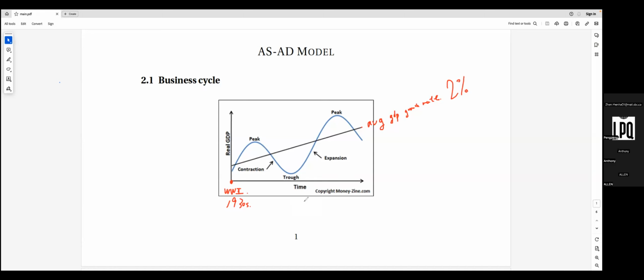But one keyword I used here is average rate. I guess you guys know what an average number is, right? If the average rate is 2%, that means the GDP growth rate for every year is not necessarily equal to 2%. For some years, the GDP growth rate could be very high. For some years, it could be very low.